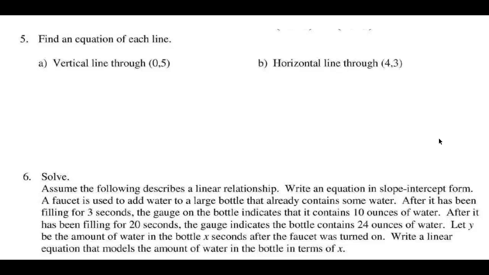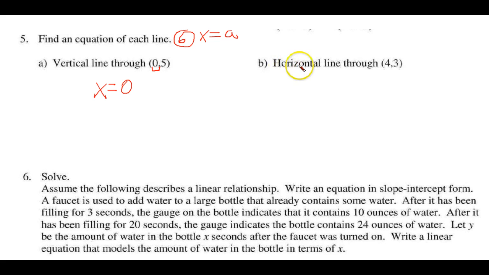Let's go to number 5, where we're asked to write an equation of a vertical line through this. Well, our vertical line formula is formula 6, which is x equals a. And a is our x-intercept. And in the a position, we have 0. So our equation for this, if you can follow, is x equals 0.